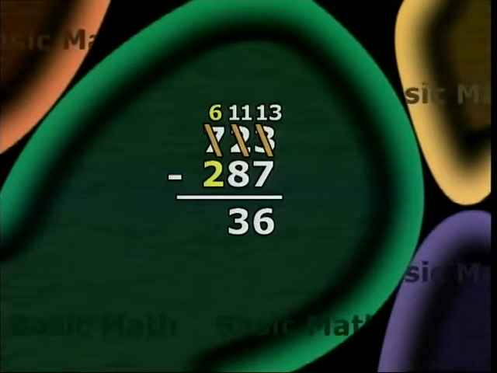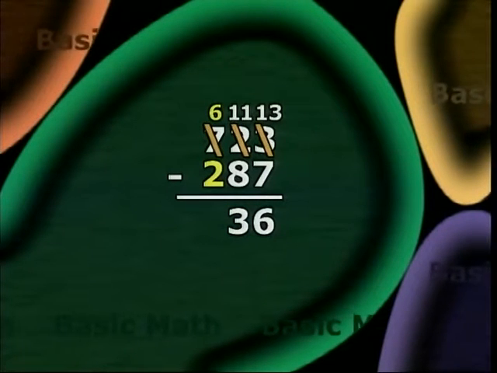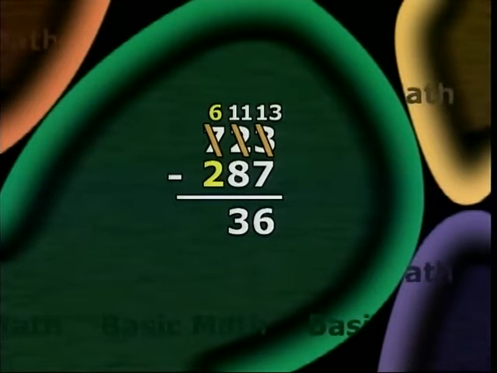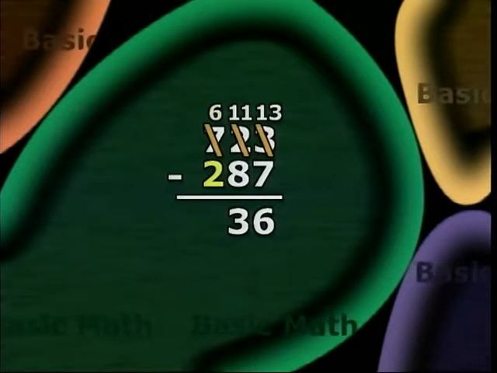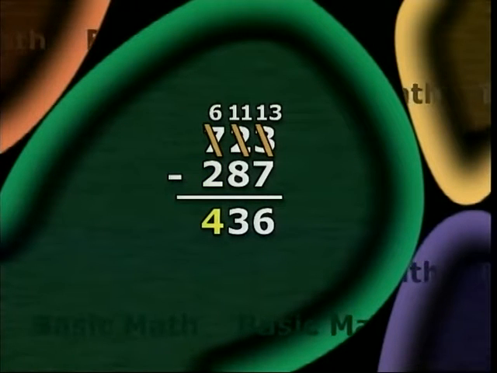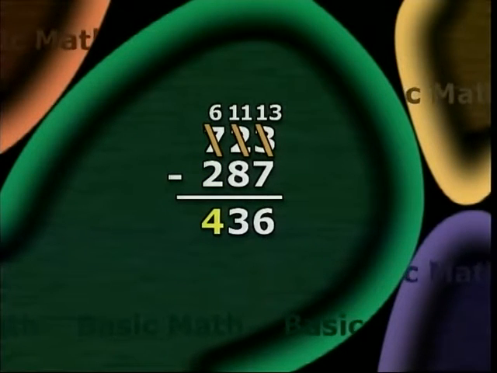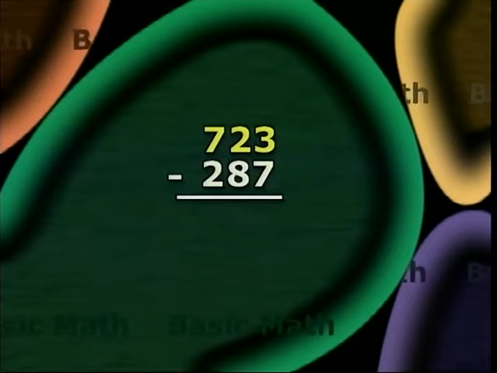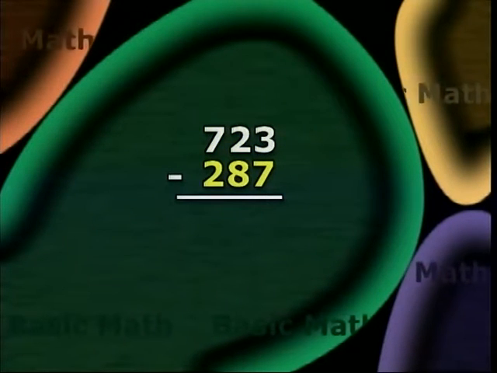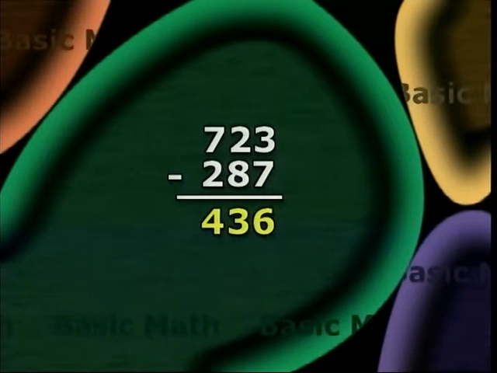The last place that needs to be subtracted is the hundreds place. Since we borrowed 1 from the 7, the digits in the hundreds place are 6 minus 2, which results in a 4 in the hundreds place of our answer. So, the answer to 723 ants minus 287 ants is 436 ants. You got your answer. Don't forget that in subtraction, you sometimes have to borrow.